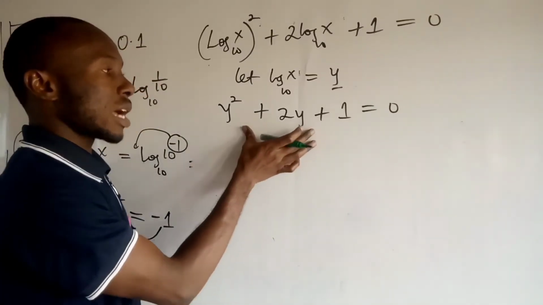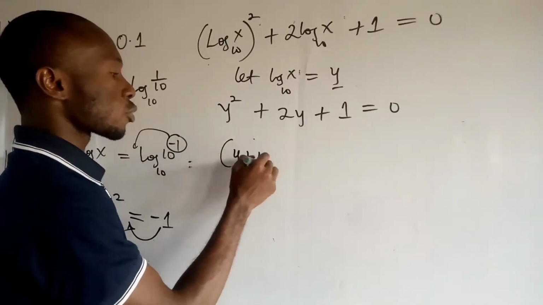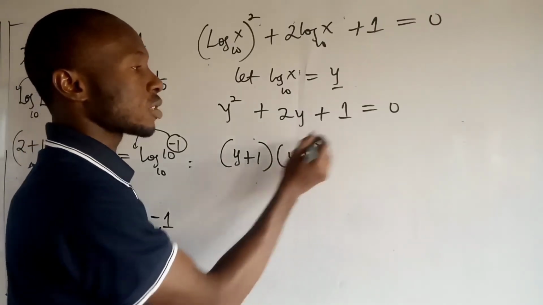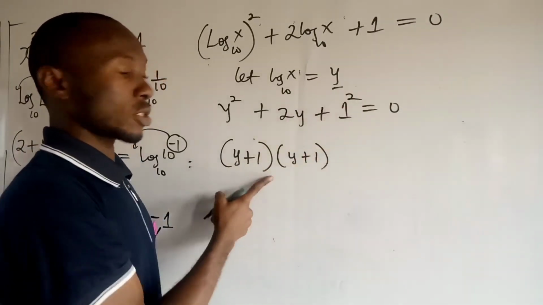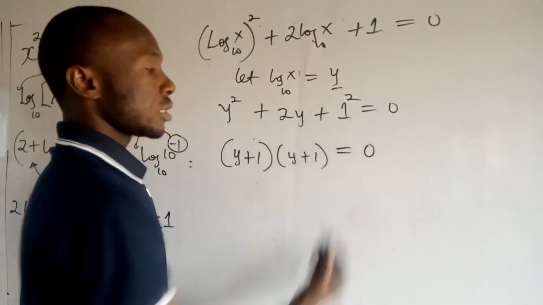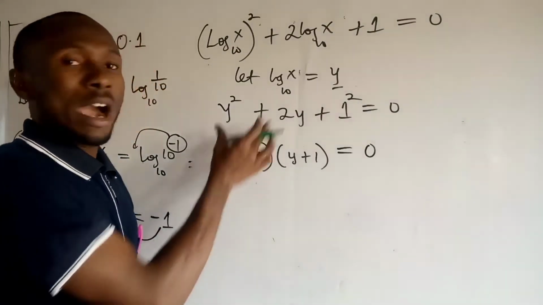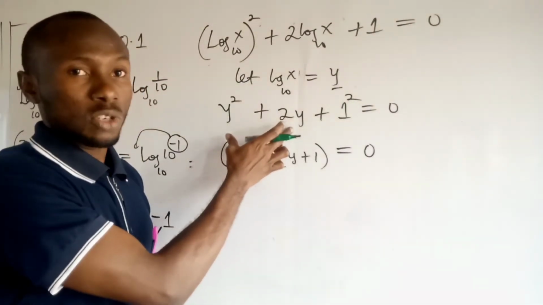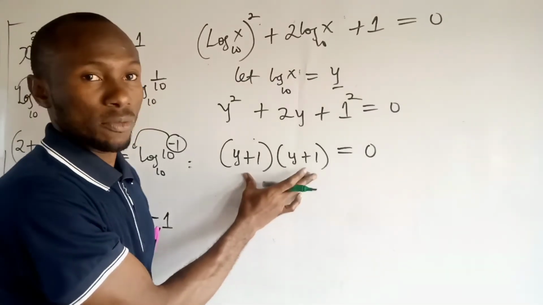Okay, and this left hand side will turn out to become (y plus 1) times (y plus 1), because this is a perfect square, all equal to 0. You can go ahead and solve this by the factorization method. You still end up with these factors.